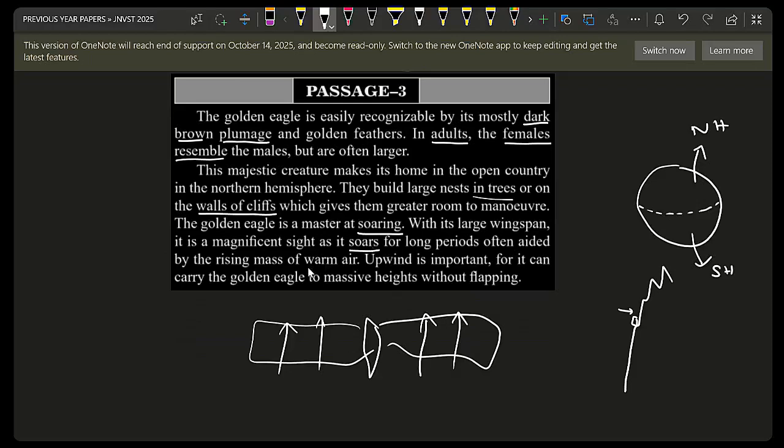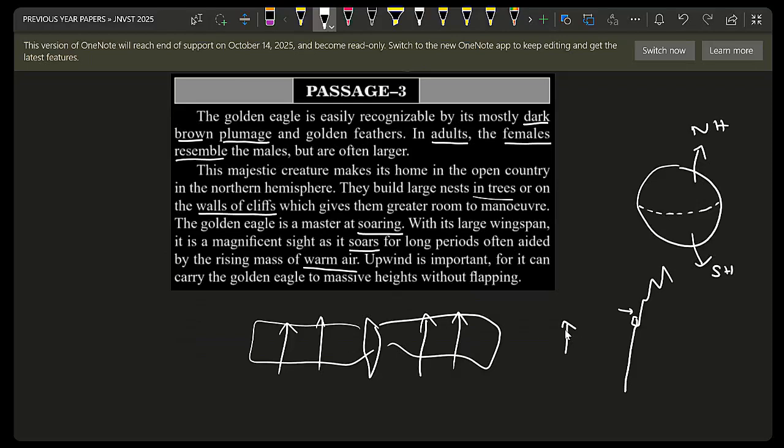So when air becomes warm, what happens? The air becomes light. Okay, when air becomes light, it makes the bird fly very high. So for long periods, it can soar high. Upwind is important. Upwind means the direction of the wind should be up, so it can carry the golden eagle to massive heights without flapping. Flapping means coming down, okay, because of the gravity.